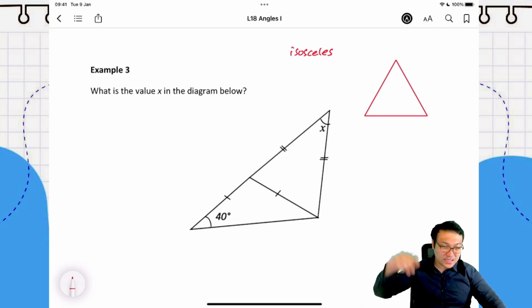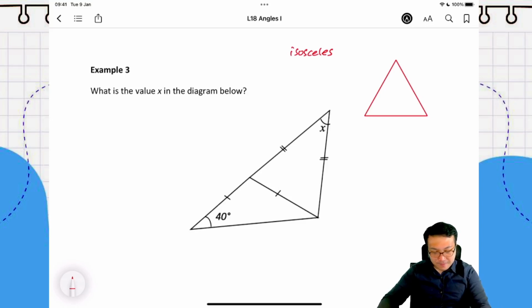Who wants to tell me what's an isosceles triangle? Come, Aiden, you tell me. Triangle where two of the sides are the same. Yes, two sides are the same. Then what about these two angles? And they are the same also. Thank you, Aiden.